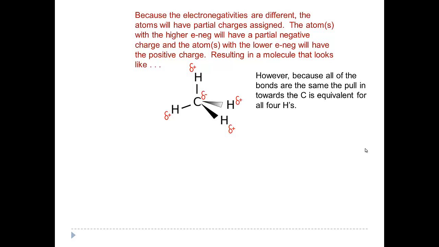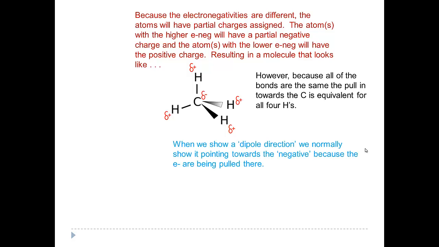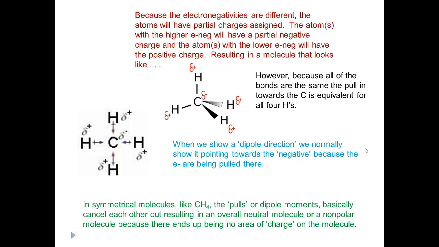However, because all of the bonds are the same, the pull in towards the carbon is equivalent for all 4 hydrogens. When we show a dipole direction, we normally show it pointing towards the negative because the electrons are being pulled towards that particular atom. So here you'll see we have little arrows that are all pointing in towards the carbon because each hydrogen is losing control of its electrons a little bit towards the carbon. In symmetrical molecules like methane, the dipole moments basically cancel each other out, resulting in an overall neutral molecule, or a nonpolar molecule, because there ends up being no area of charge on the molecule.